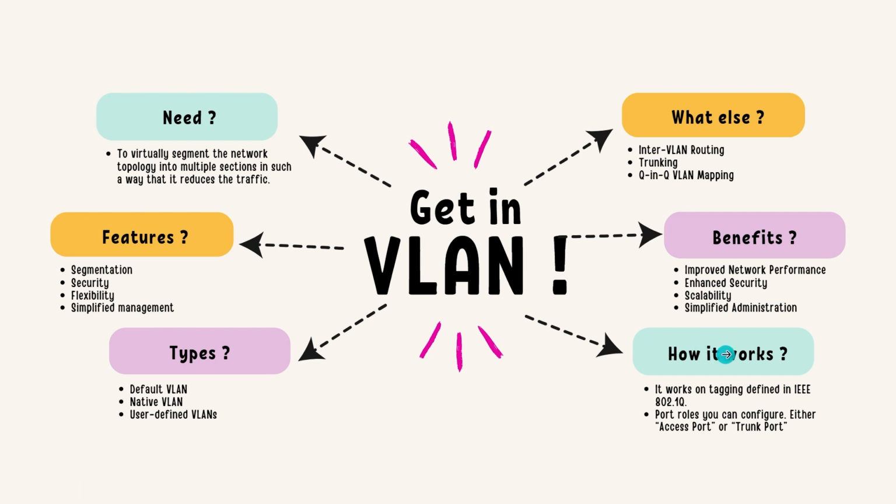How it works: VLAN uses the IEEE 802.1Q tagging protocol. This protocol defines certain port roles that you can configure, and on the basis of that VLANs work. The benefits are improved network performance, security, scalability, and simplified management. What else is there for VLAN to look at is how inter-VLAN routing can be done, what trunking is, and how Q-in-Q VLAN mapping is done.